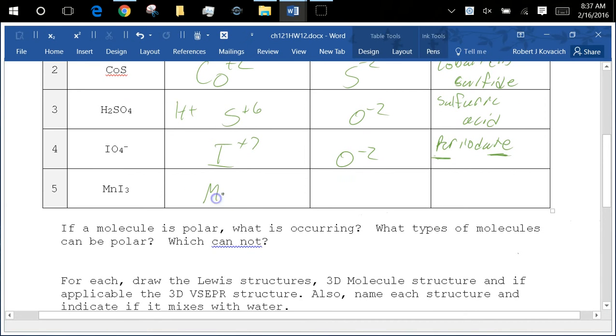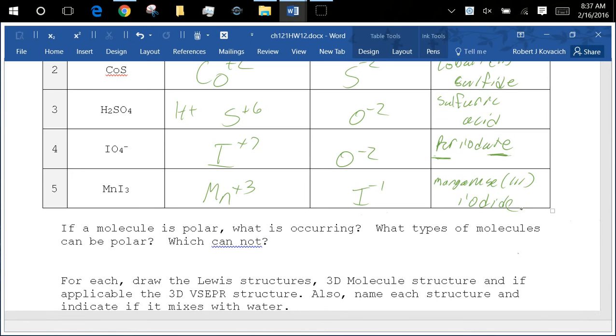The manganese is the cation because it's a metal, and the iodide must be the anion. And since the iodide is a halogen and it's not with another halogen or an oxygen, its charge is -1, and so then the manganese must be a 3. So manganese 3 iodide. That good?